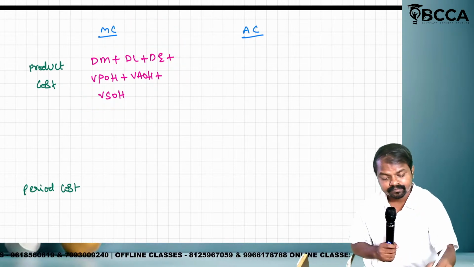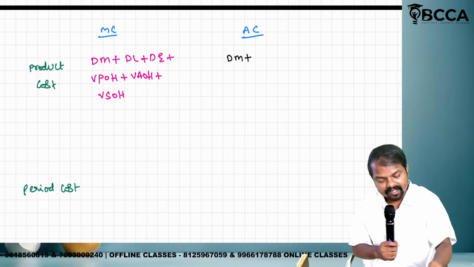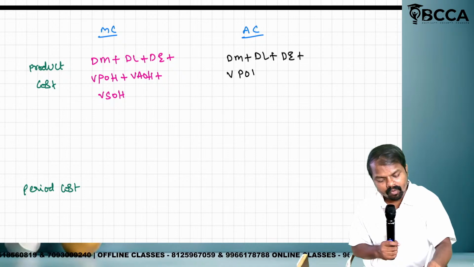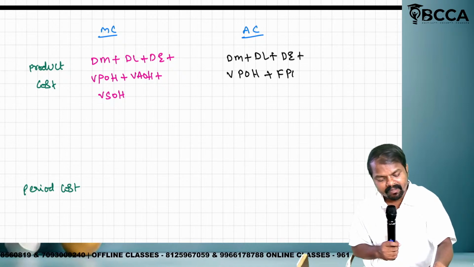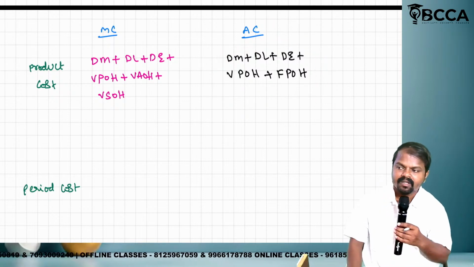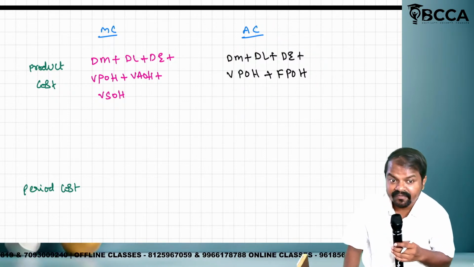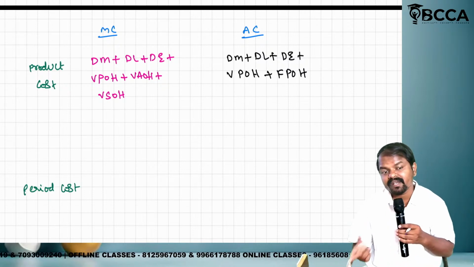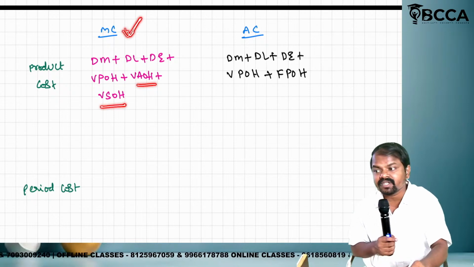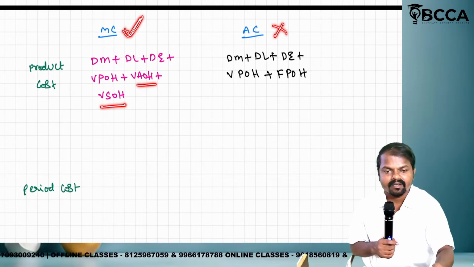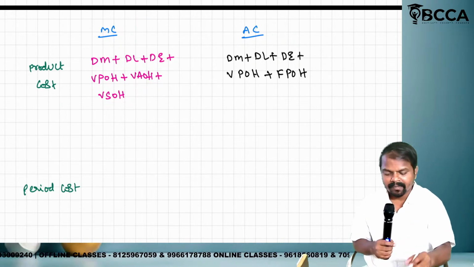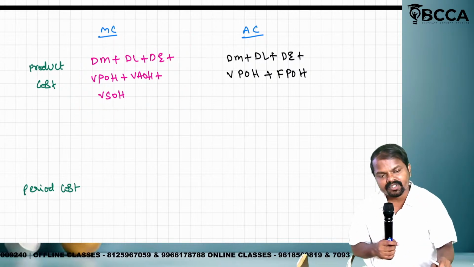And now direct material, direct labor, direct expense, VPOH plus FPOH. This is the product cost as per absorption costing. Got my point? So product cost is different under marginal costing as well as absorption costing. AOH, SOH will be considered subject to condition if it is variable. It is not considered either variable or fixed. Correct?